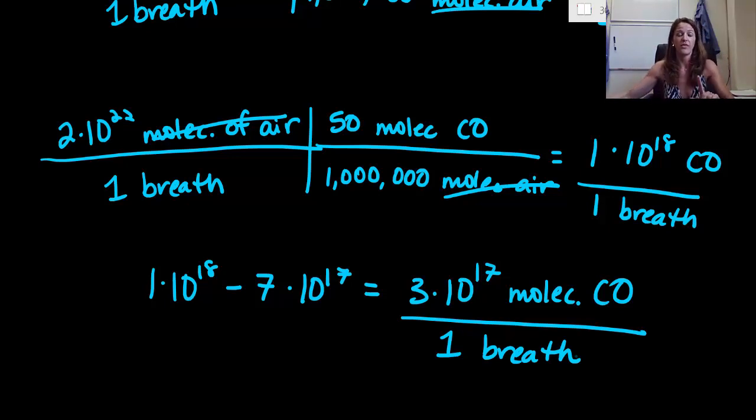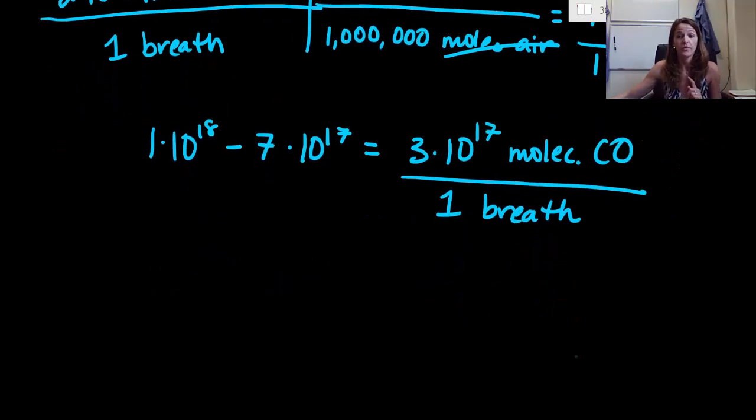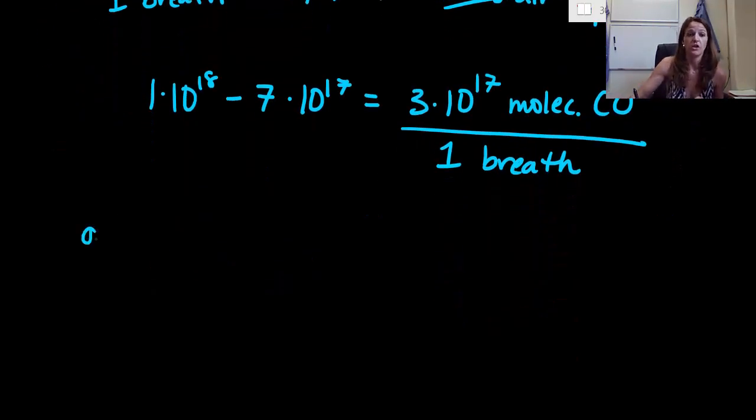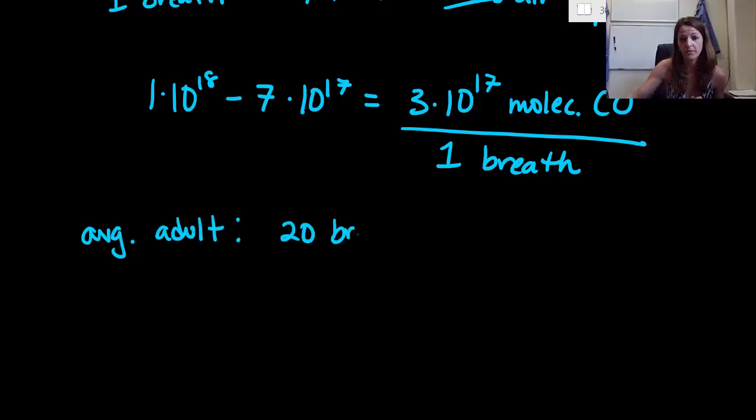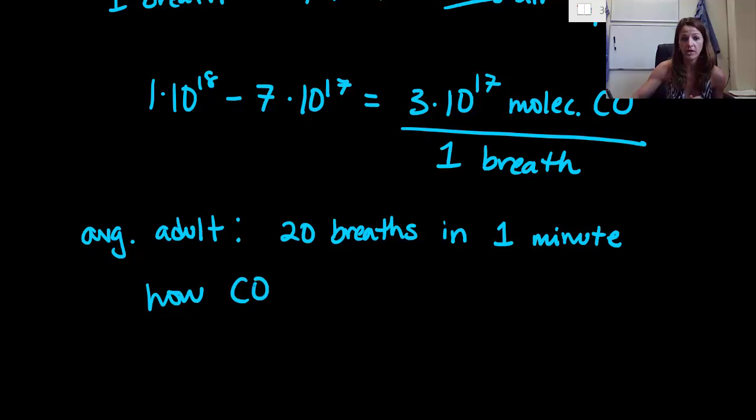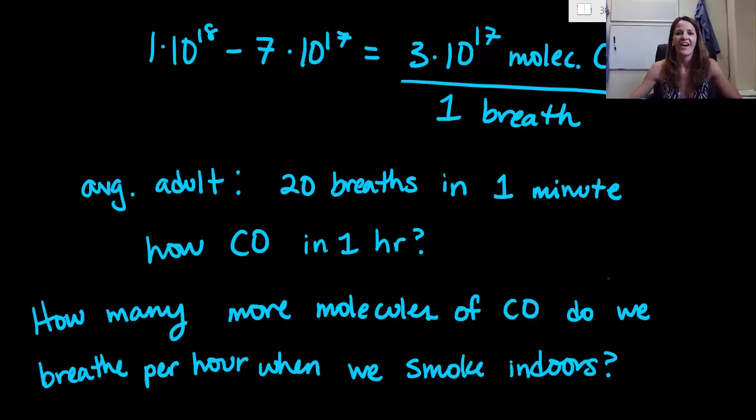So that is per one breath. My next question is, how many molecules of carbon monoxide do we inhale in 1 hour? So in order to do this, we need to get some more information. An average adult takes about 20 breaths in 1 minute, okay? So using this information, I want you to figure out how many more molecules of carbon monoxide are inhaled in a 1 hour period. So we're basically comparing a smoking room and a non-smoking room. Go.